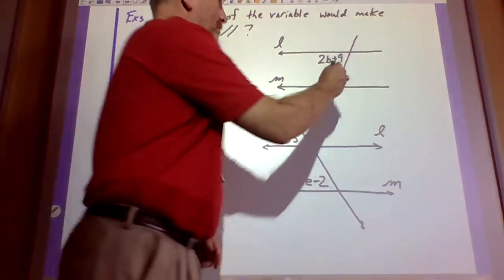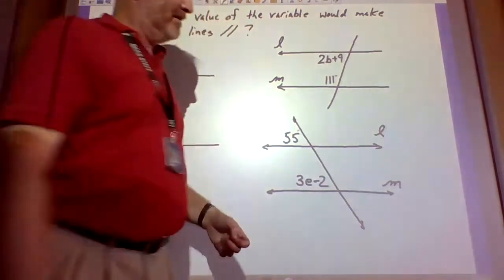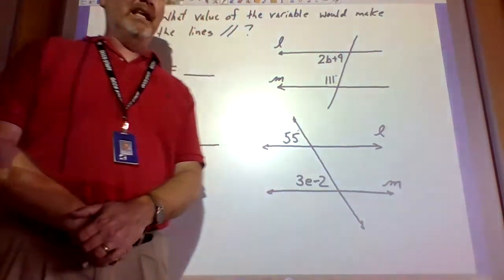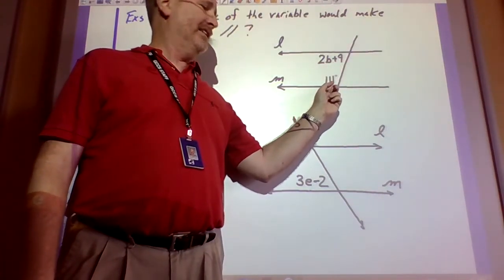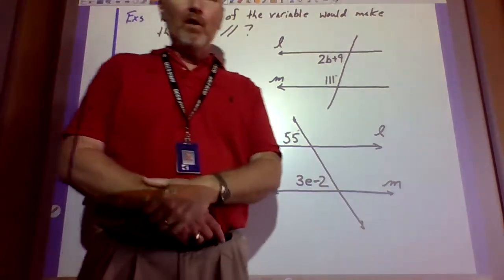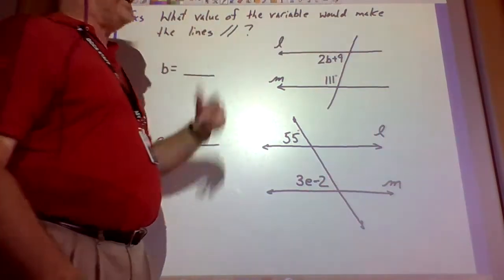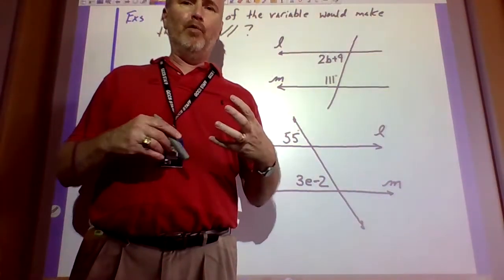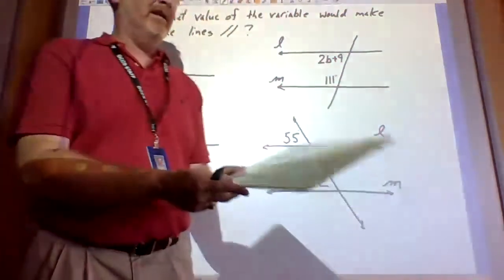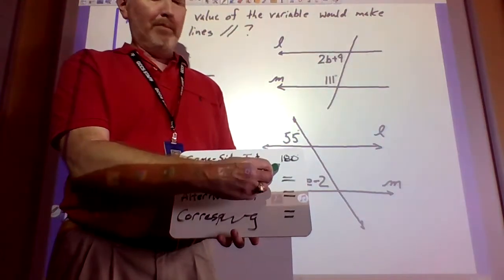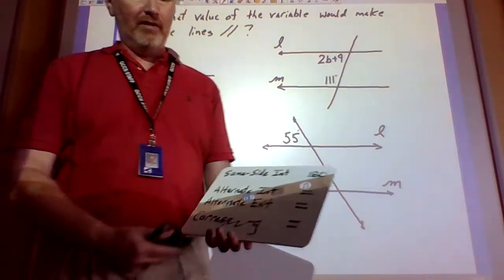All right, and it probably should have the degree sign next to it, as should this 55 in the next problem. So that might have made it a little more clear, but yeah, that's a 2b as in Bravo plus 9, and this is a 111. So what you want to do on these is they're saying, okay, what value of the variable would make the lines parallel? So what variable would make those special relationships mathematically work? All right, so if they're same side interior, we would make them add up to 180. If they're any of these three, we would make them equal to each other to make this work.